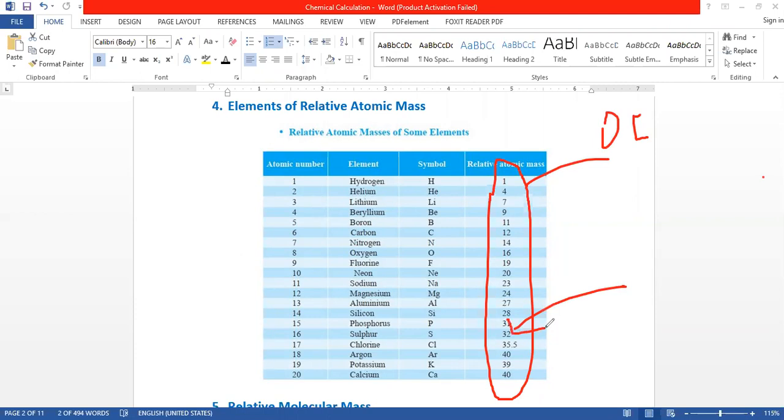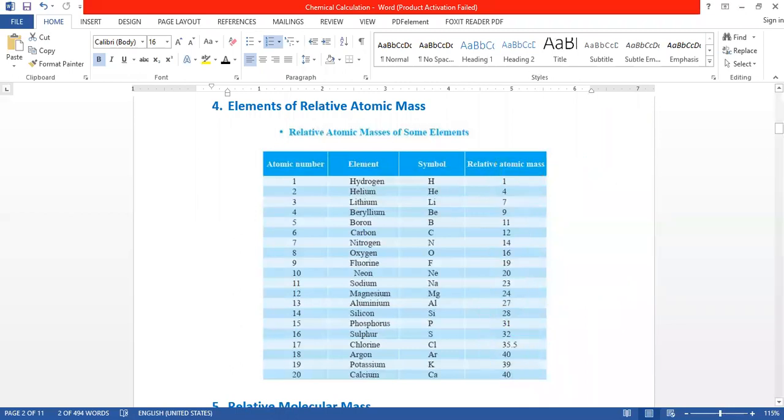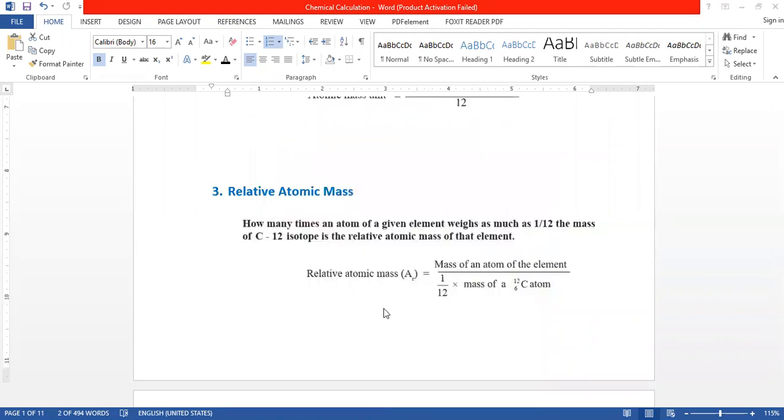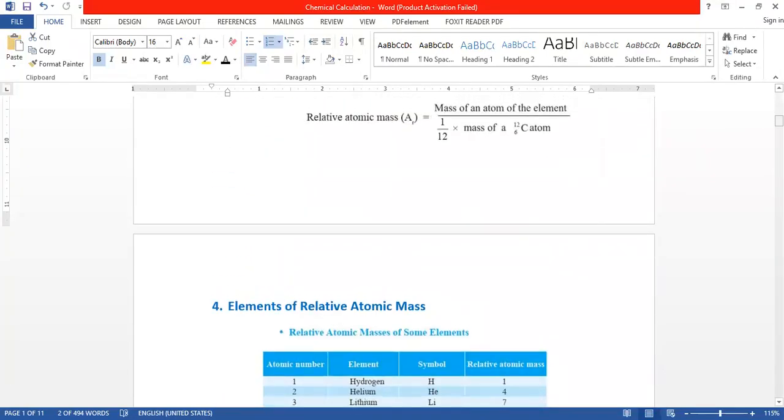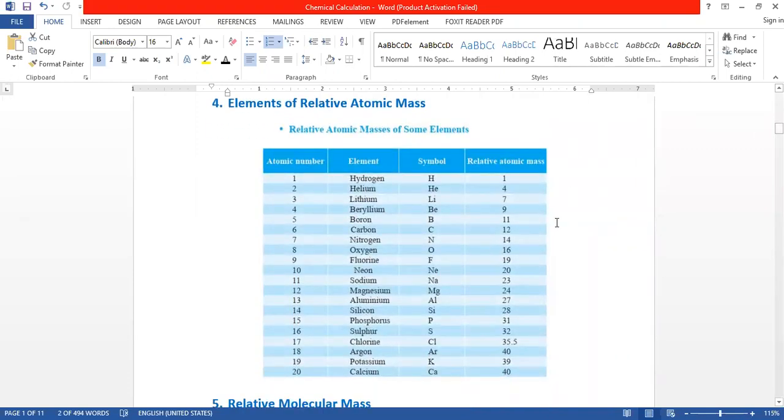But how is it coming? How are these relative atomic masses calculated? Using this method, relative atomic masses are calculated. That's how they have found the relative atomic mass of every atom or element of the 20 elements. Simply, you don't need to remember these all.